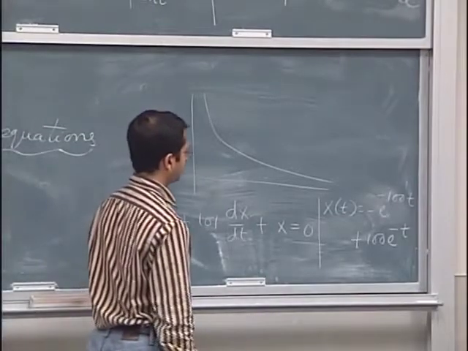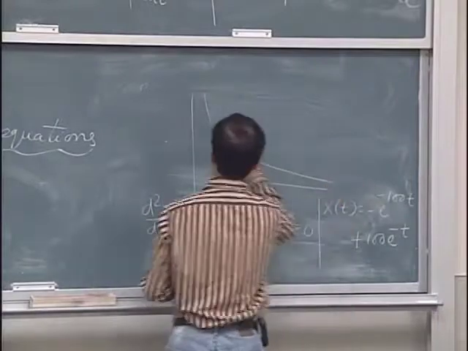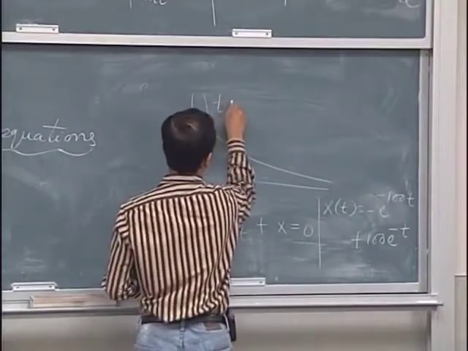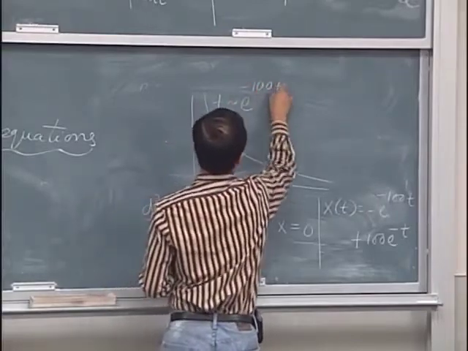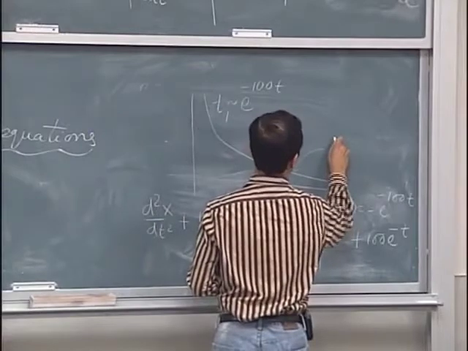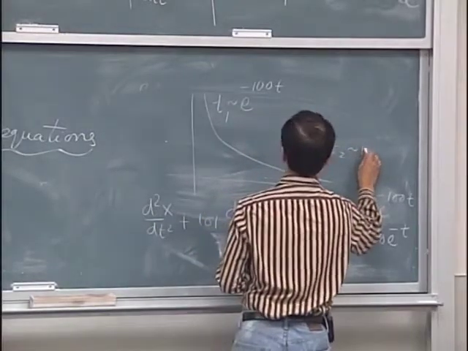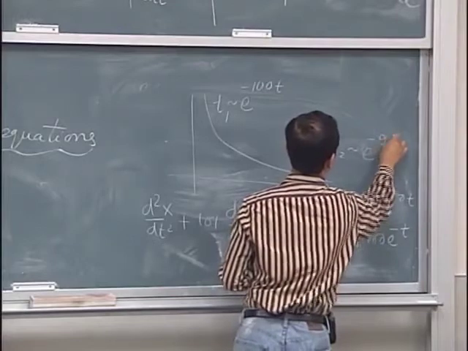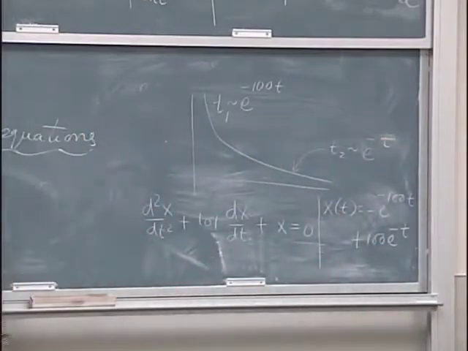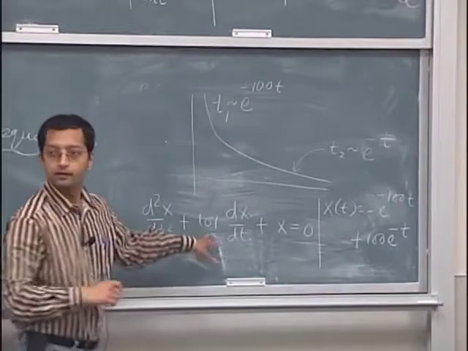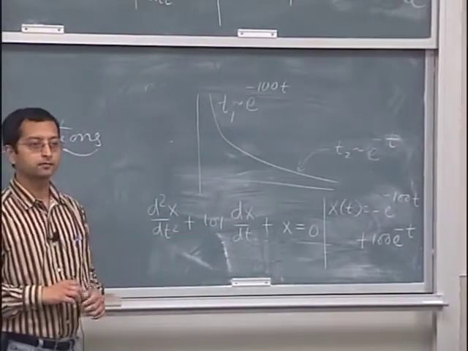So now you see you have two different time constants. One time constant here is e to the power minus 100t, and the second time constant is e to the power minus t. Okay, so do you have any question there? On the board, is that 101 dx dt or is that 101? Okay, 101. Yes.